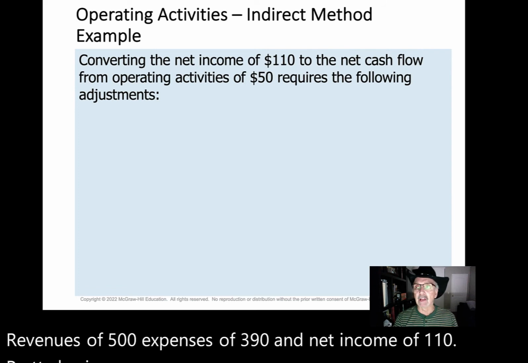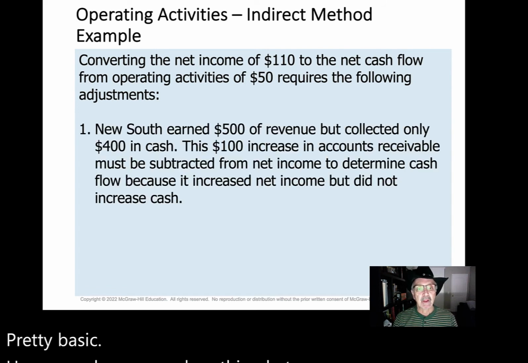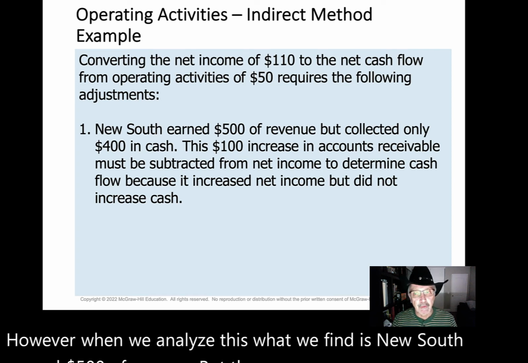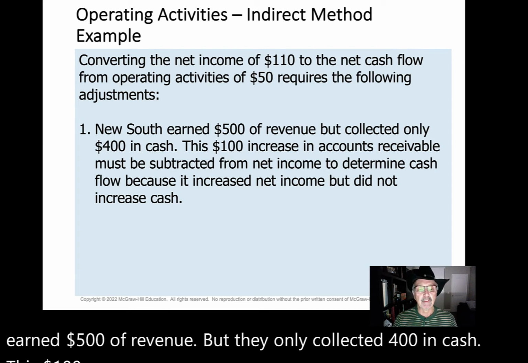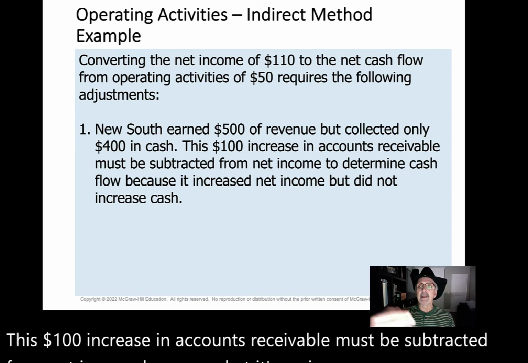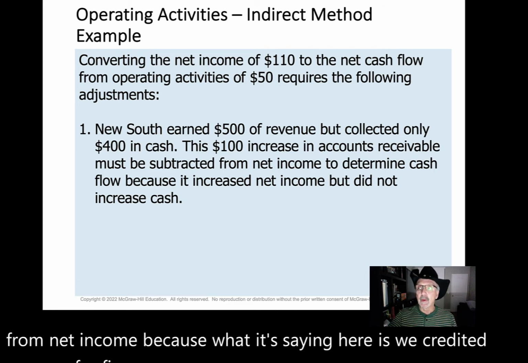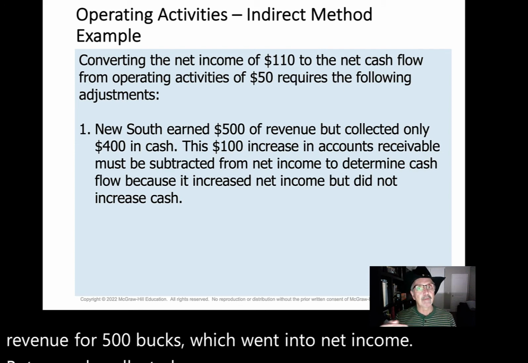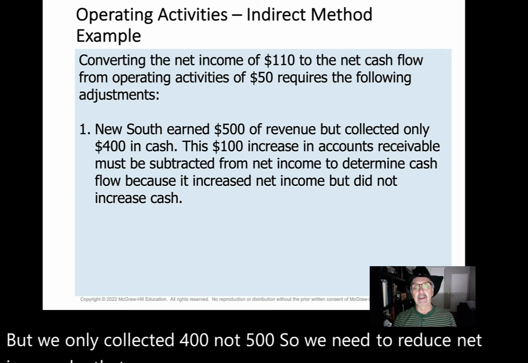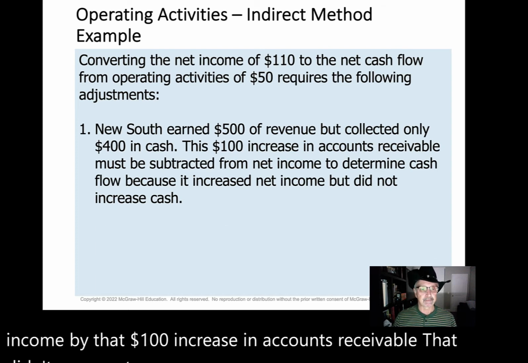However, when we analyze this, what we find is New South earned $500 of revenue, but they only collected $400 in cash. This $100 increase in accounts receivable must be subtracted from net income, because what it's saying here is we credited revenue for $500, which went into net income, but we only collected $400, not $500. So we need to reduce net income by that $100 increase in accounts receivable that didn't represent a cash inflow.